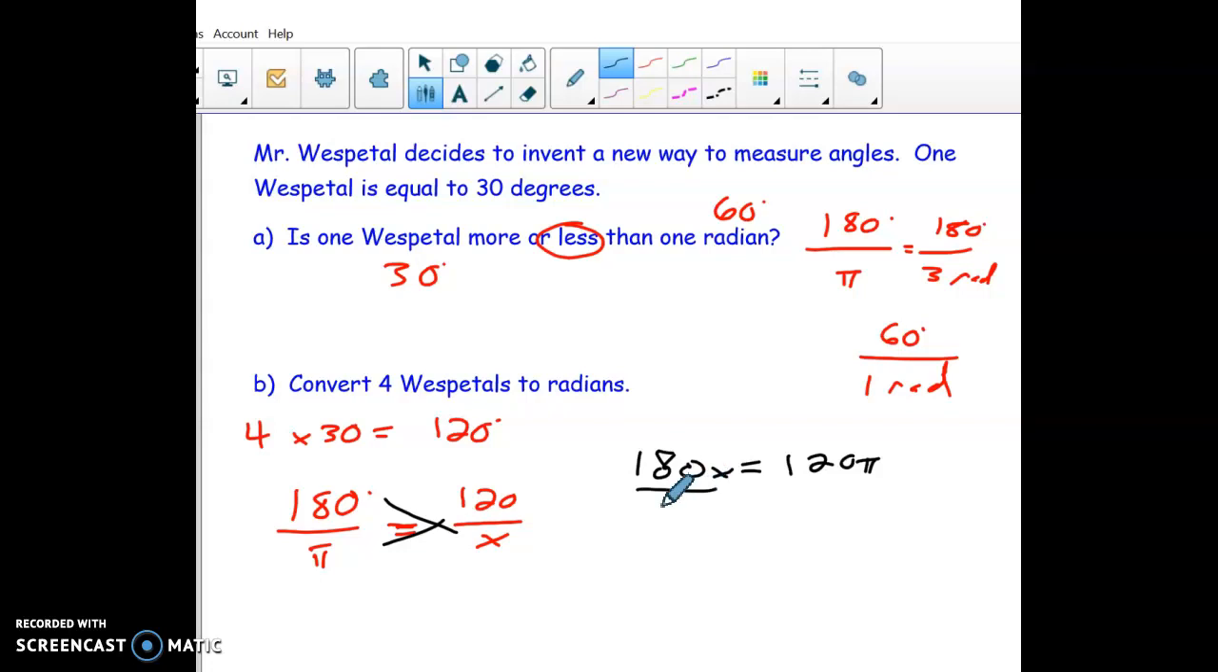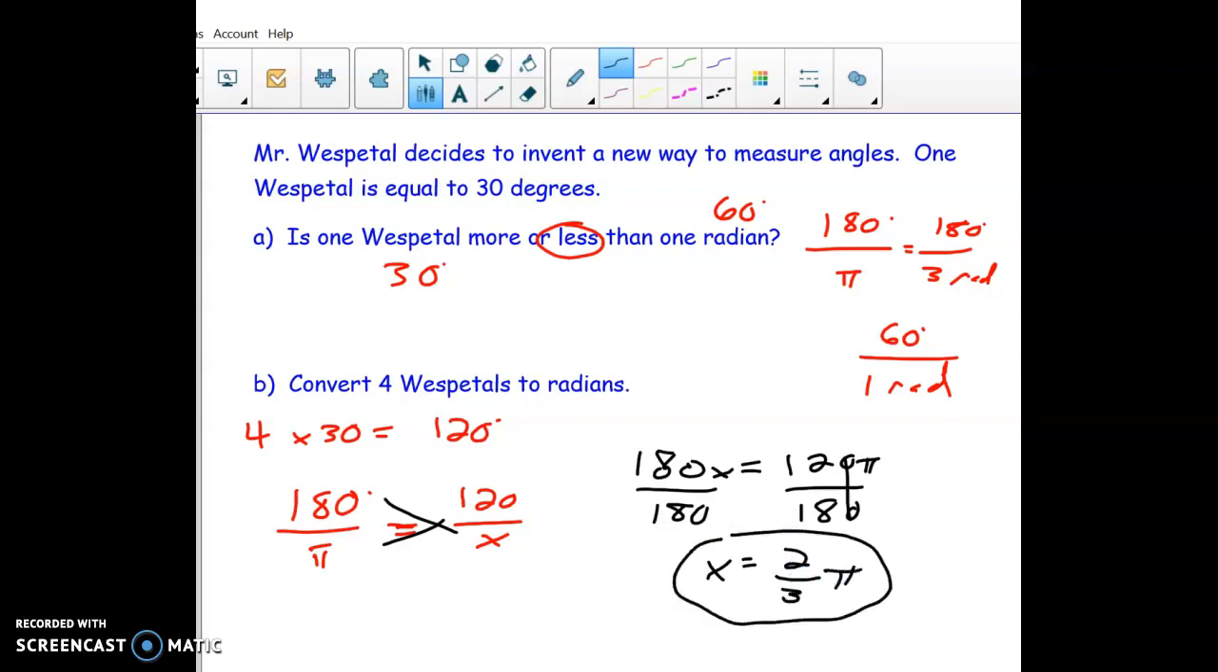And then solve for x, so I'm going to divide by 180. My answer is this thing on the left, but instead of doing decimals, I'm just going to reduce the fraction. You can chop off the zeros, and then 12 and 18 are both divisible by 6. So I think we get 2/3 pi radians. So 4 Westpitals is equivalent to 2/3 pi radians.